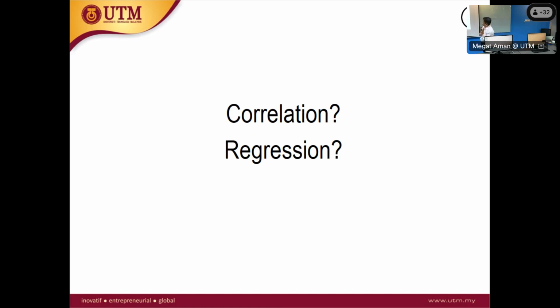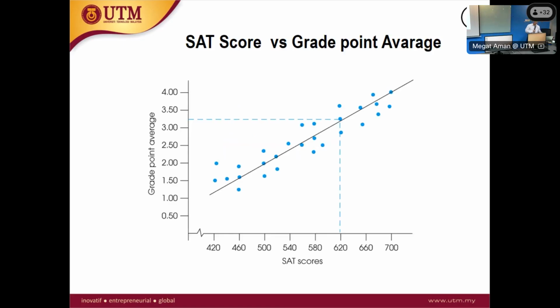Then, if you know the correlation, it is only the relationship between two variables. Expanding on the correlation, actually, we have regression. What is regression? This is correlation actually. For example, this is SAT score versus grade point. This is X, this is Y.